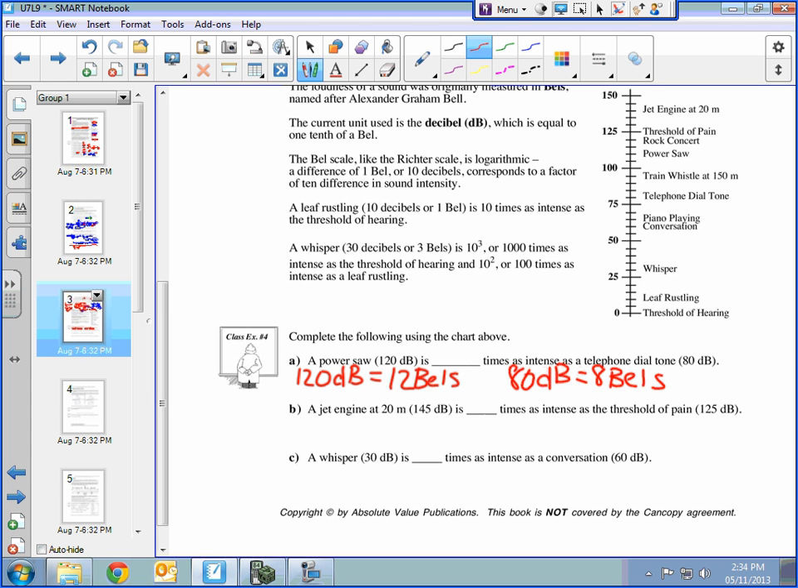So what is my difference here? 12 minus 8? 4. So my intensity is 10 to the exponent 4, which is what? What's 10 to the exponent 4? Yeah, 10,000. Do you guys see what I did there? So I take my decibels, convert them to bells, so just divide them by 10, subtract them, and then that's my exponent with a base of 10, okay?